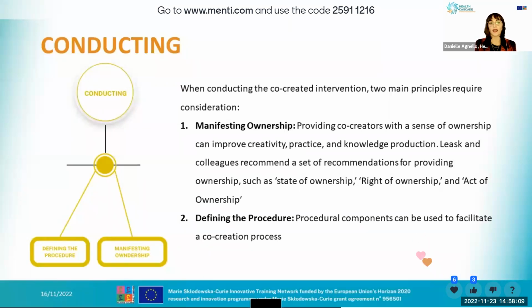So you're going to conduct, and there's two different kind of features we need you to focus on when you're conducting. Again, this is from the publication by Liesk and colleagues. And the first one is manifesting ownership. So it's really trying to provide that sense of co-ownership amongst all the co-creators. And there's different kind of strategic ways to do this. And also defining the procedure. So you've set the kind of frame of your project, but you do have to think about each step. For example, within a workshop, what are the specific aims? What are the specific methods you're going to do? So this is the conducting stage, and we have a few questions for this stage for you.